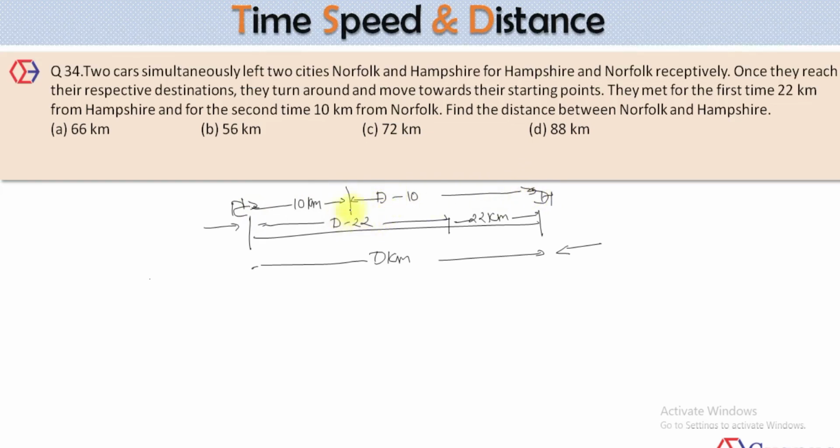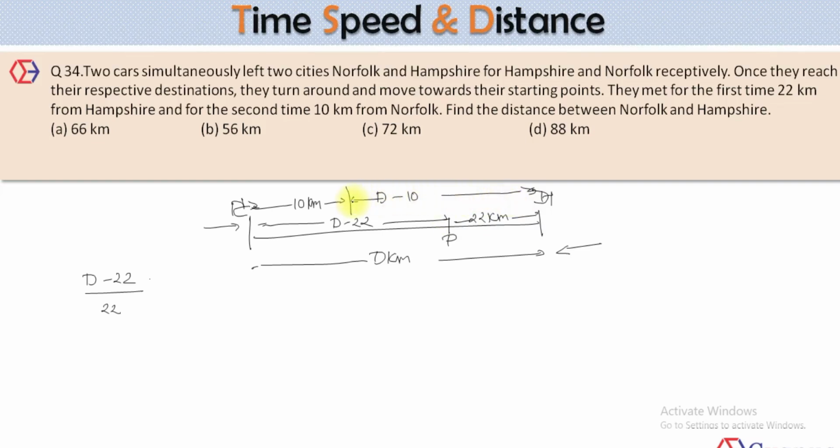Let's try to find the ratio of their speeds. Can I say that by the time the first person covers d minus 22, this point is P, the second will cover only 22. So the ratio of the speeds will be equal to the ratio of the distances traveled. So d minus 22 by 22 must be the ratio of their speeds. I'll reach point P and I'll keep moving towards Norfolk.